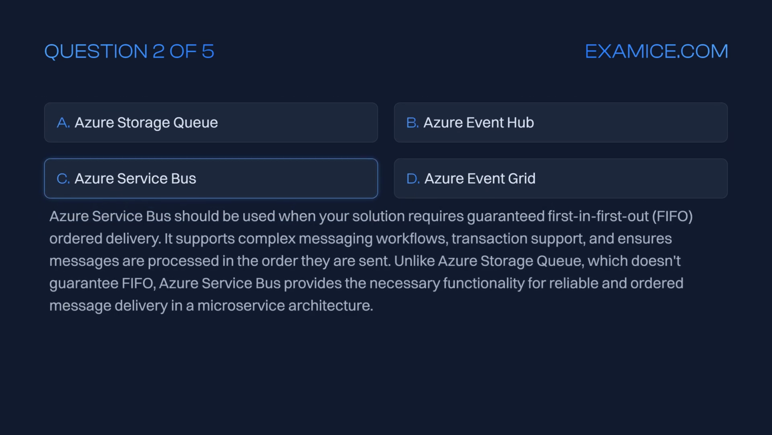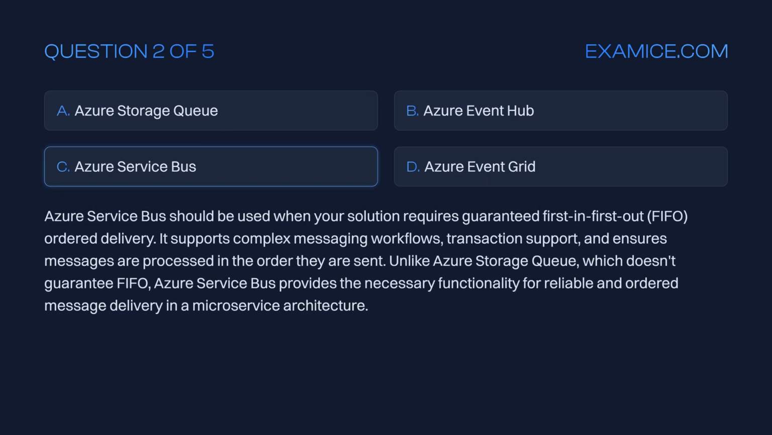The answer is option C. Azure Service Bus should be used when your solution requires guaranteed first in, first out order delivery. It supports complex messaging workflows, transaction support, and ensures messages are processed in the order they are sent. Unlike Azure Storage Queue, which doesn't guarantee FIFO, Azure Service Bus provides the necessary functionality for reliable and ordered message delivery in a microservice architecture.